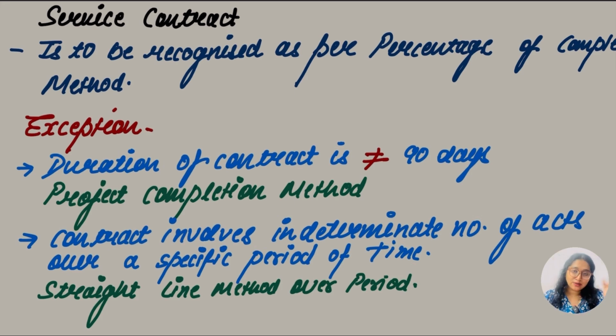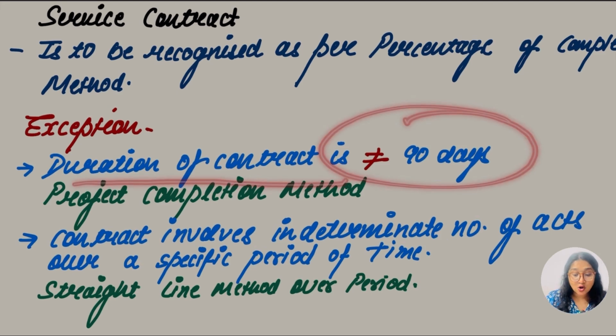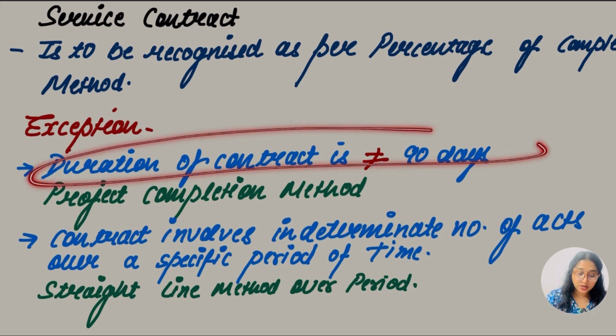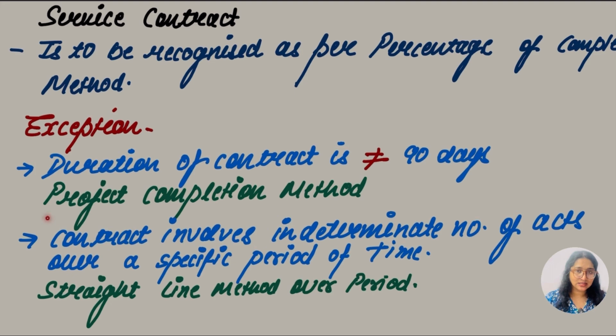But for the service contract there are two exceptions. First, when the duration of contract is not within 90 days. If it is exceeding 90 days, then for sure the SSC can go for percentage of completion method. But what if the duration of contract is not within 90 days? Then project completion method is to be taken. What is this project completion method? The SSC is going to recognize the service contract at the end of the service, on the completion of the project.